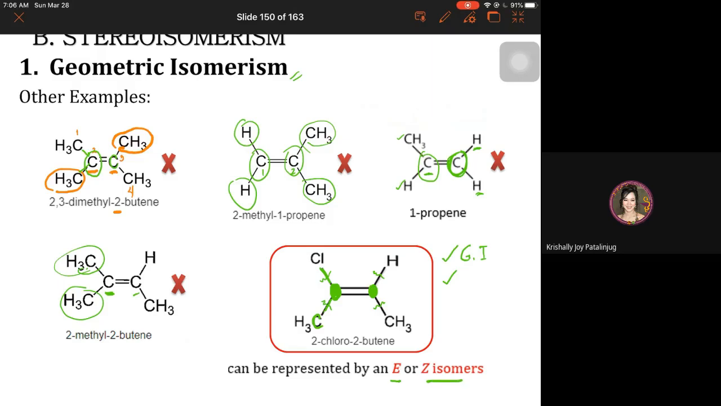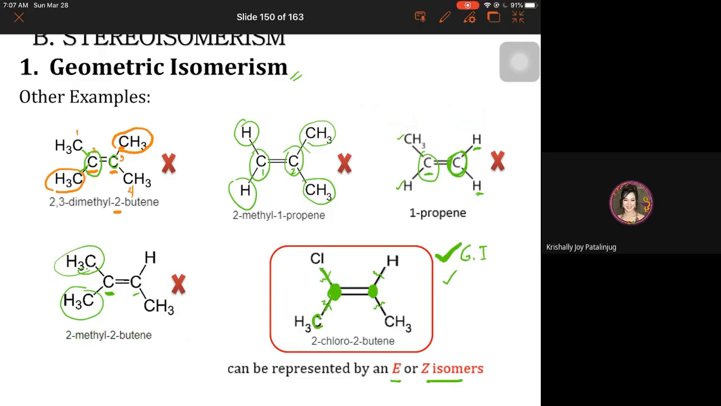Now, what are these E-Z isomers? When can we say that a structure is the E isomer? And when is it the Z isomer? So, let me go back. If it shows geometric isomerism too, but when you check the double bond carbons, one of them has no hydrogen, okay?